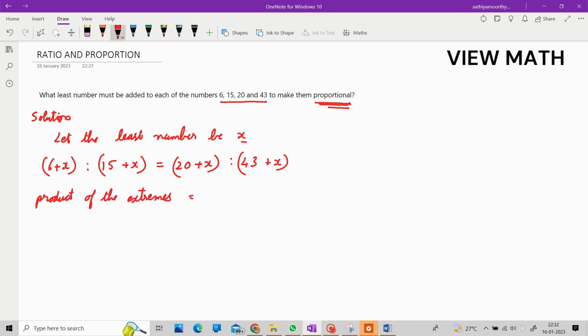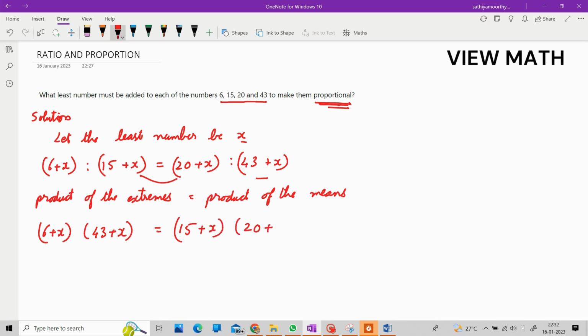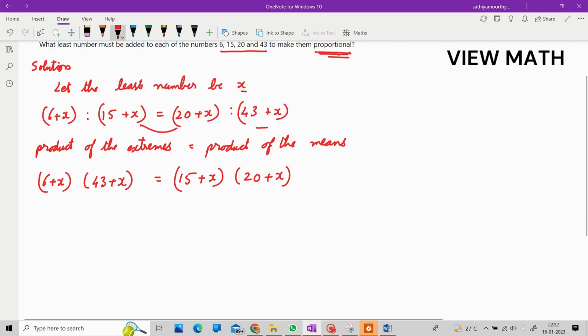is equal to the product of the means. So the product of the extremes is 6 plus x into 43 plus x, and the product of the means, I'll multiply these two terms, is 15 plus x into 20 plus x. Now let me simplify this to find the value of x.